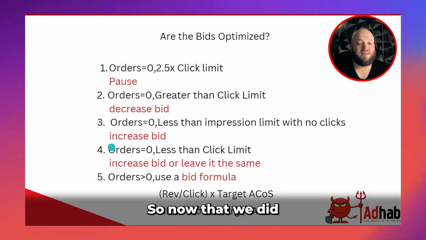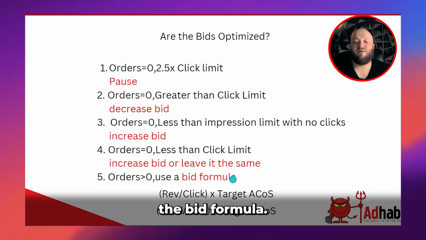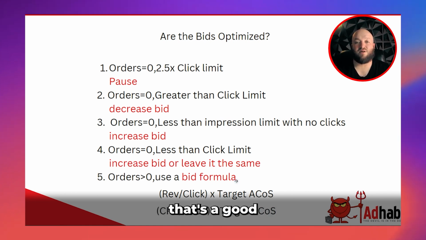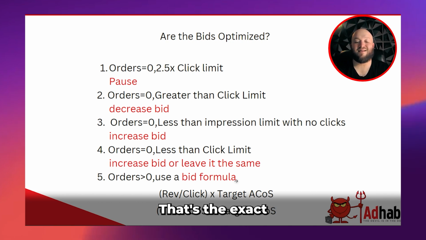All right. So now that we did step 4 here, then we got step 5, orders greater than 0. We want to use the bid formula. Now I like to use the revenue per click times the target ACoS. I feel like that's a good bid formula. Cost per click divided by ACoS times target ACoS. That's the exact same thing.